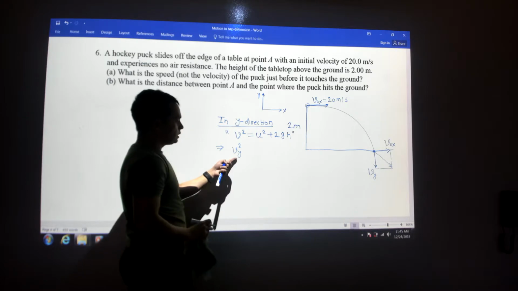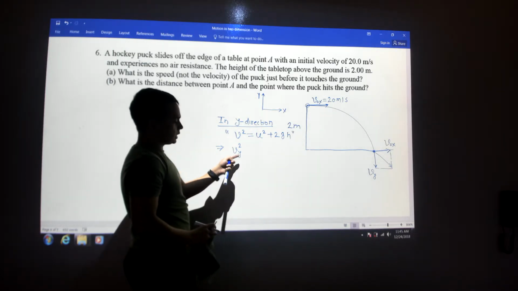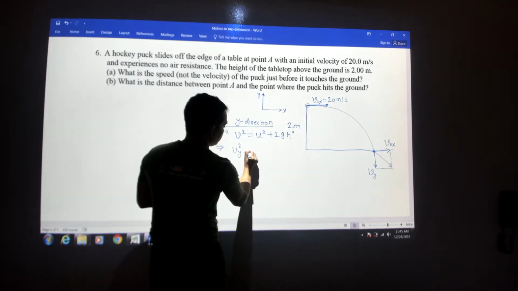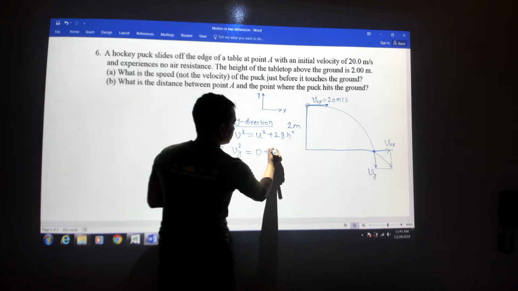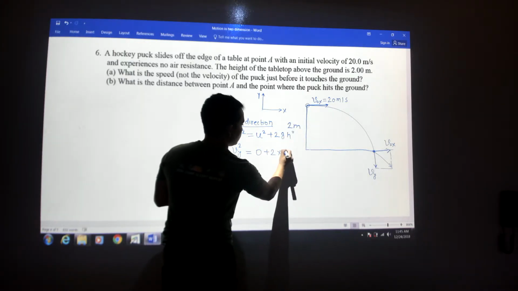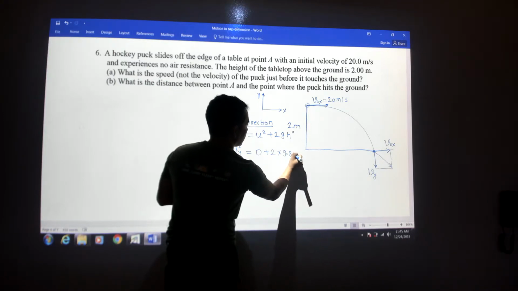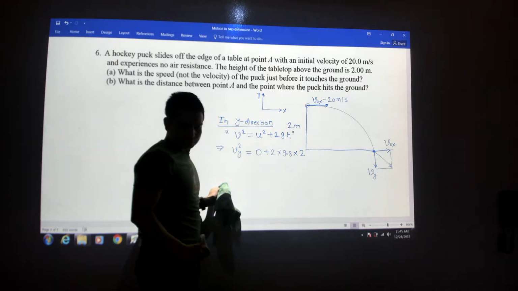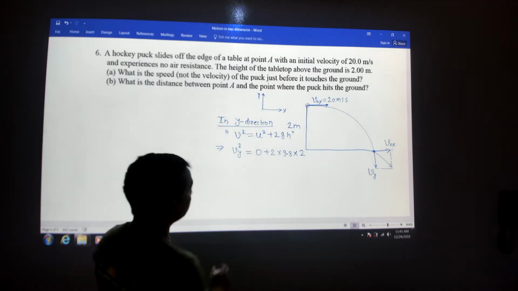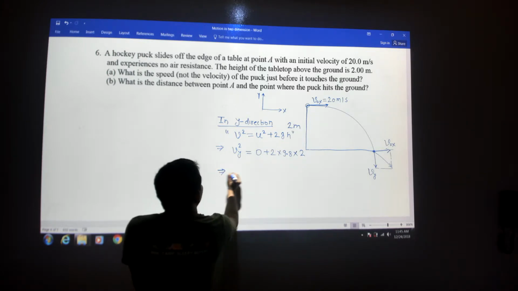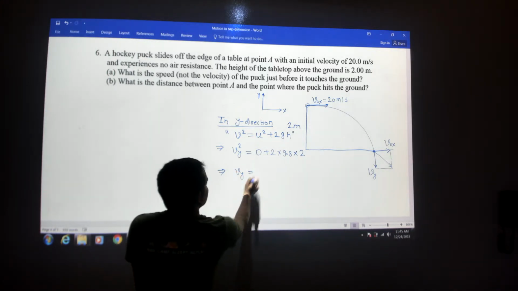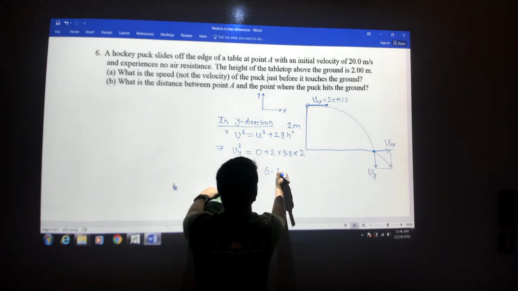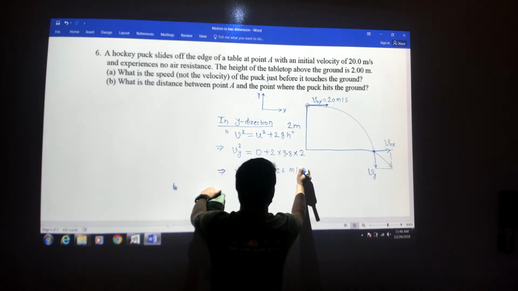I'm putting Vy squared, just because this is along the y direction, equals the initial velocity at this point, which is 0, plus 2 times G, which is 9.8, times h, the height, which is 2 meters. Okay, so we just need to plug into the equation. If you solve this equation, the Vy you will get is 6.26 meters per second.